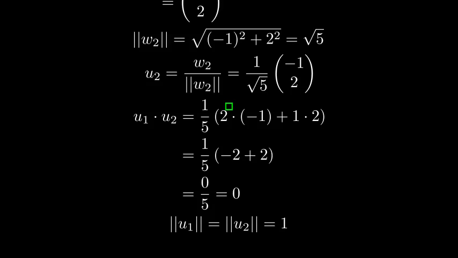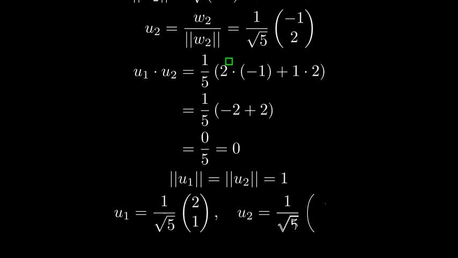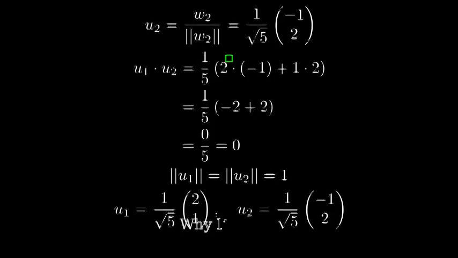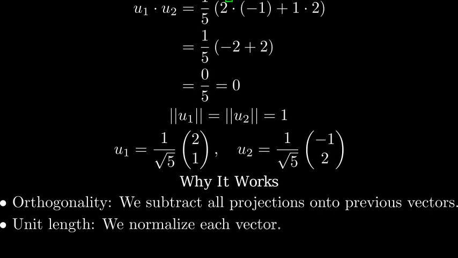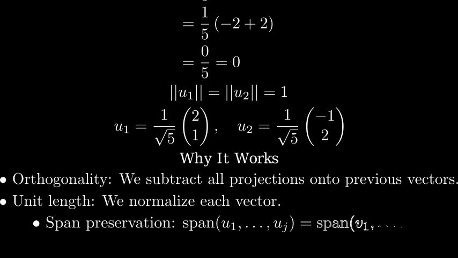So our final orthonormal basis is u_1 equals 1 over square root of 5 times (2, 1), and u_2 equals 1 over square root of 5 times (-1, 2). The Schmidt process works because at each step, we carefully remove the components along the directions we've already selected. This guarantees orthogonality. Then by normalizing each vector, we ensure they all have unit length. Importantly, at each step j, the span of the first j orthonormal vectors u_1 through u_j is exactly the same as the span of the original vectors v_1 through v_j.